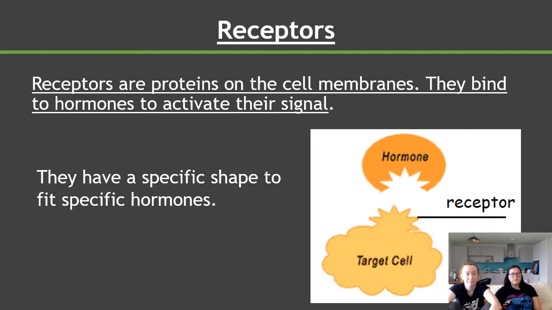Okay, receptors. So we looked at the hormones. The receptors are also made of protein, and they live on the cell membrane, and they'll bind to the hormones to activate their signal. They have a specific shape in order to fit specific hormones. A different shape of receptor will work on a different hormone, so it's not like there's a one-size-fits-all theme. Now, there should be a theme that you see arising here with the proteins, and that's to do with shape.